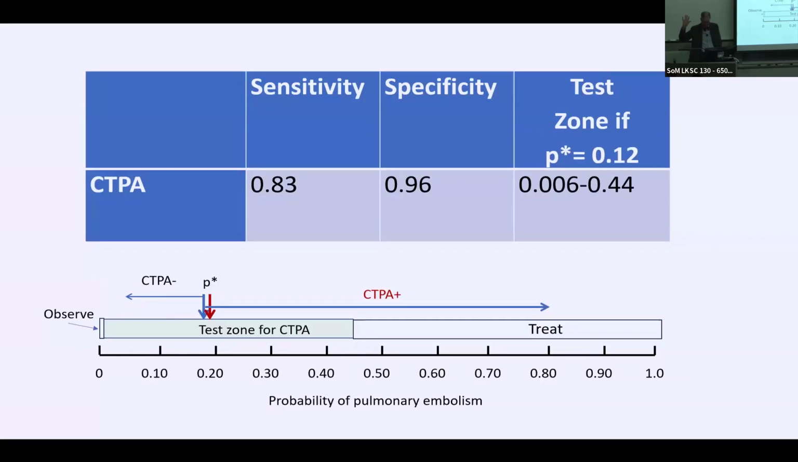The CTPA is positive. Probability of PE is 88%. So obviously we're going to be treating this patient. If it had been negative, the post-test probability would have been about 3.5%. Now, that's not 0. It's not even 1%. It's 3.5%. But if there are no other tests to be done, then the patients can be better off if you don't test them, if you don't treat them, because 3.5% is below the treatment threshold probability of 12%.